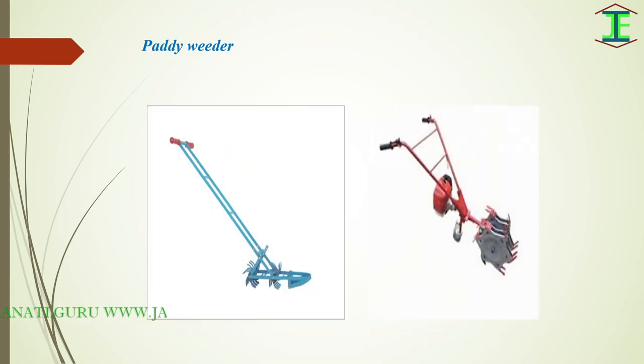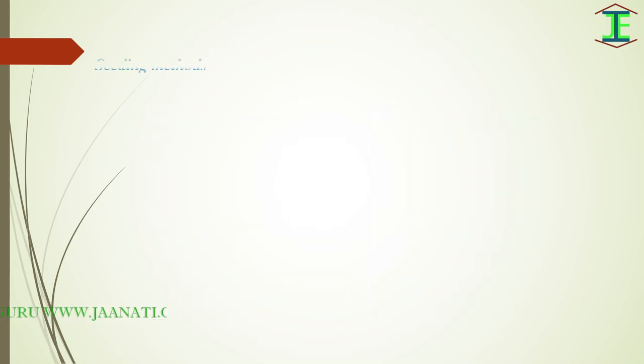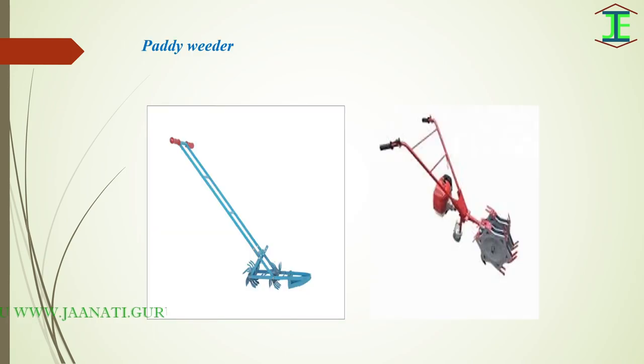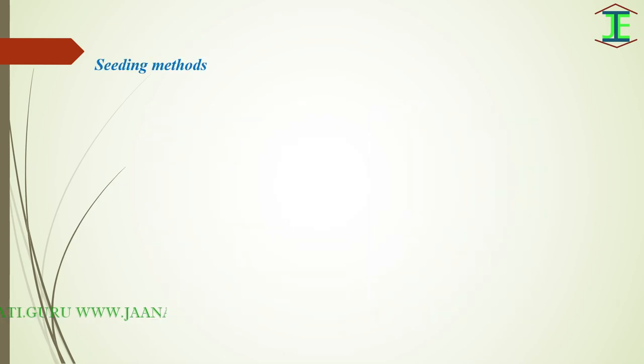Paddy weeder is very important equipment which is used for intercultivation in paddy cultivation. It is used for uprooting the weeds and burying them in the soil. There are also some hoes, like hand hoe, spade, kurpa or wheel hoe. By using these hoes also we can do the intercultural operations in different fields.